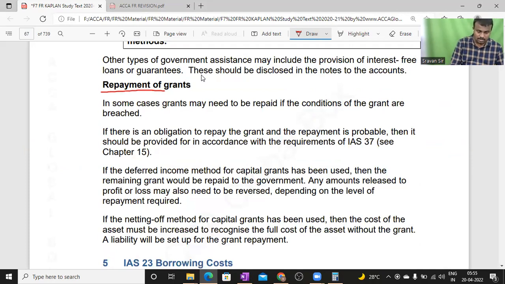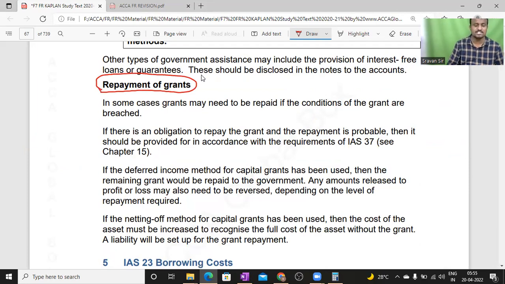Then repayment of the grant. The next one is what? Repayment. Already we discussed. So repayment stands for what? Refunded.